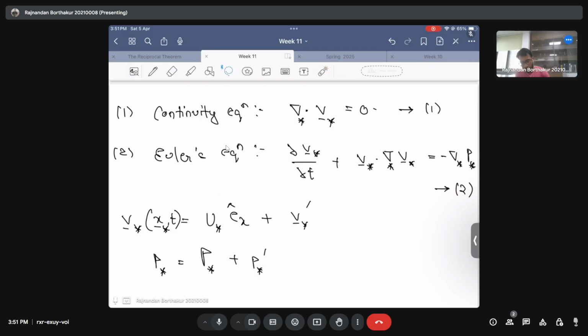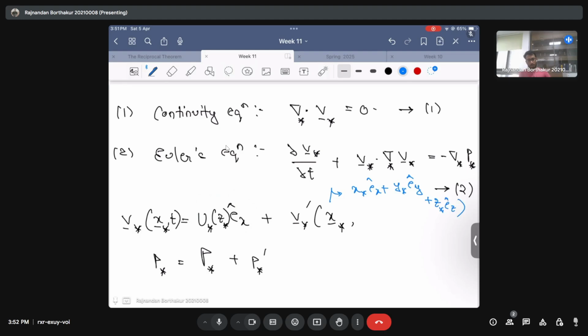You know that your capital U star is just a function of z, because this is given in the problem. But your v star dash, that is the perturbation, is a function of the position vector x star bar, which is nothing but x star ex hat plus y star ey hat plus z star ez hat.